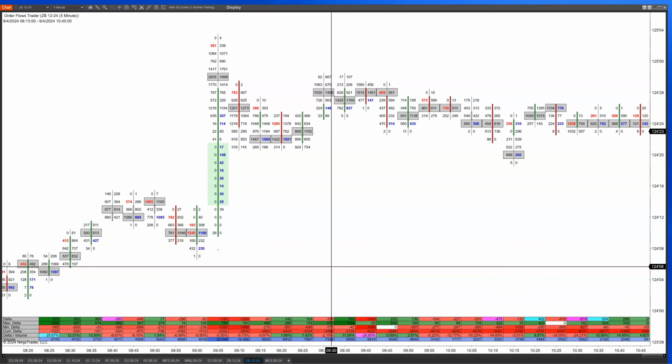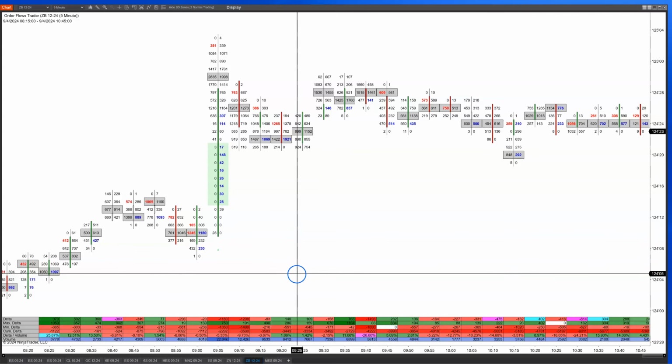So, what is a price action divergence? Well, it refers to a situation where price moves in the opposite direction of a technical indicator. And in this case, it's delta. Delta is the difference between the aggressive buyers and the aggressive sellers in a bar. That is your indicator. And there's a couple ways you can look at this.